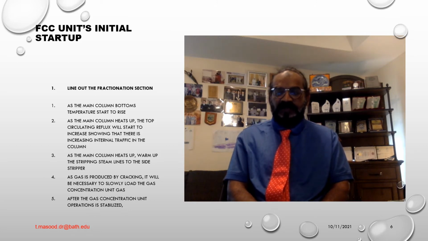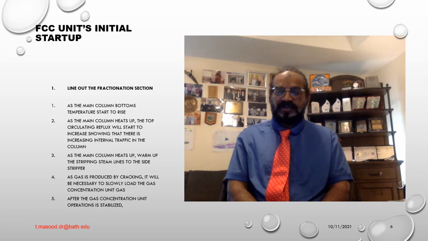Number 4. As gas is produced by cracking, it will be necessary to slowly load the gas concentration unit gas compressor and put the overhead receiver pressure control in operation. Adjust the compressor's suction butterfly valves as necessary to build discharge pressure and keep the compressor out of surge. At the same time, the fuel gas to the LCO stripper can be shut off.